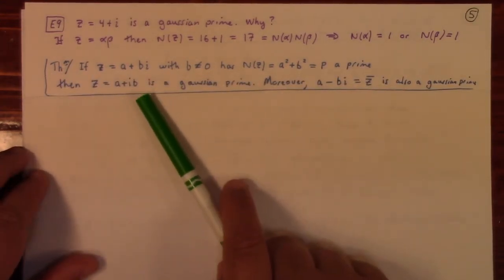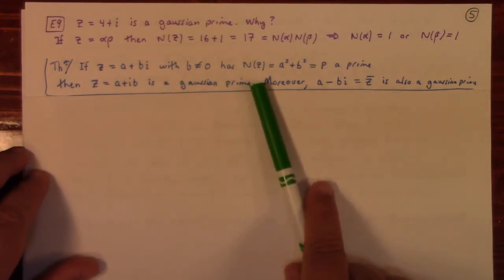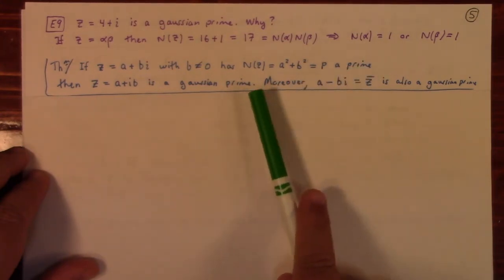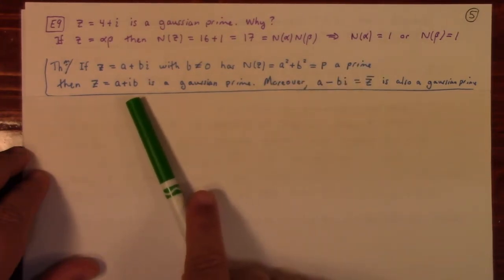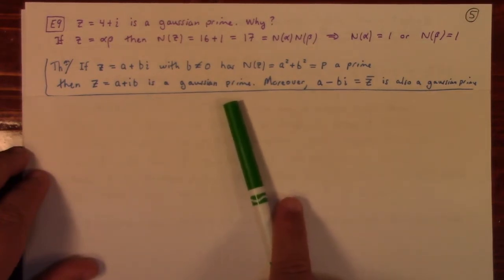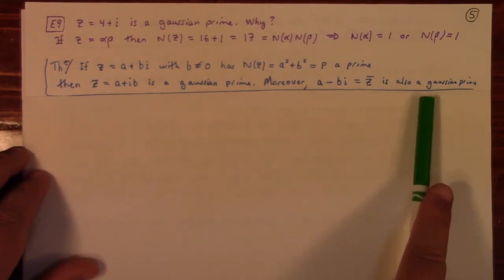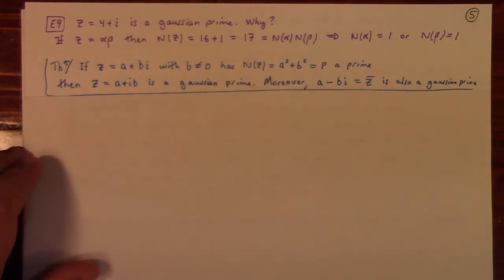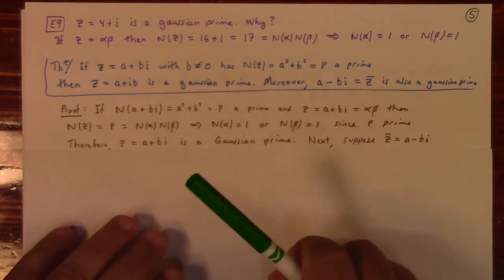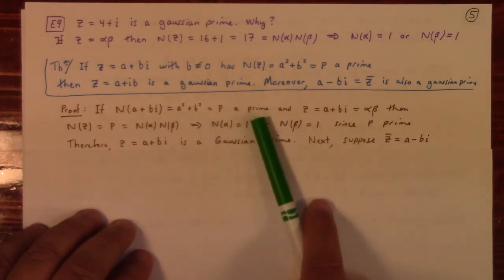All right, theorem. If z is a plus bi with b not equal to 0, and the norm of z, a squared plus b squared, equals p, a prime, then z equals a plus ib is a Gaussian prime. Moreover, a minus ib, which is z bar, is also a Gaussian prime. Let's see why. So here's the proof. Suppose n is equal to a squared plus b squared, which is equal to p, and that's a prime. All right.